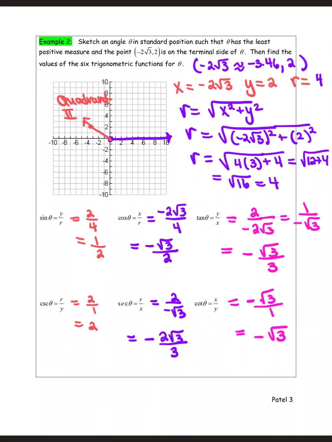Notice y is positive in quadrant 2, therefore sine is positive in quadrant 2, and so is cosecant. But everything else is negative because of the way the ratios work. Notice x is negative, hence cosine and secant are negative, and then tangent is the ratio of y over x, so we get a negative solution there as well.